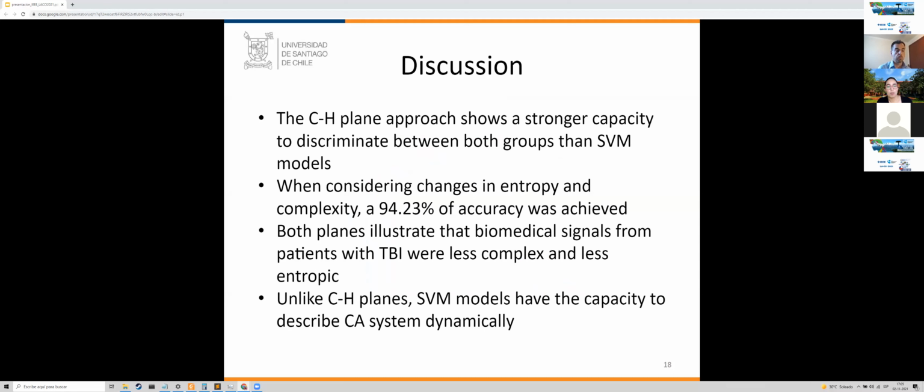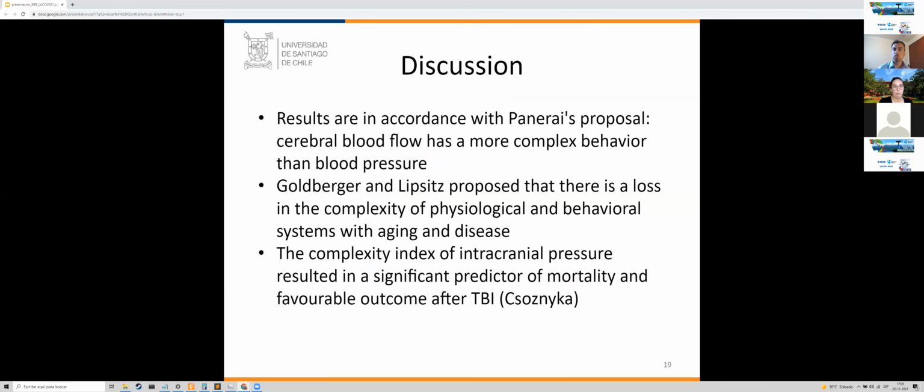But our models with support vector machine have the capacity to describe the cerebral autoregulation phenomenon dynamically. Our results are in accordance with the proposal that the cerebral blood flow has a more complex behavior than blood pressure, and that there is a loss in the complexity of physiological and behavioral system with aging and disease. The complexity index also of intracranial pressure in other study resulted in a significant predictor of mortality and favorable outcome after a TBI.